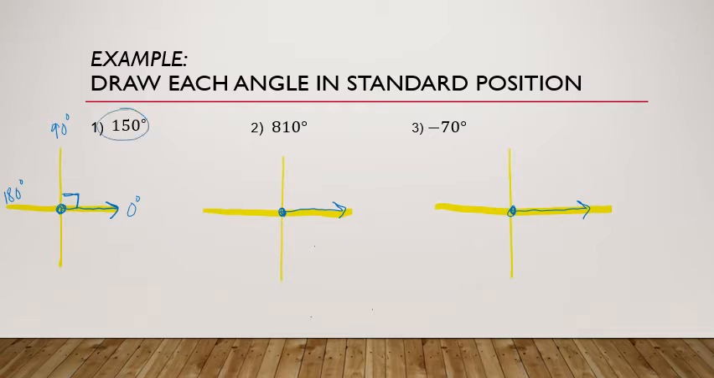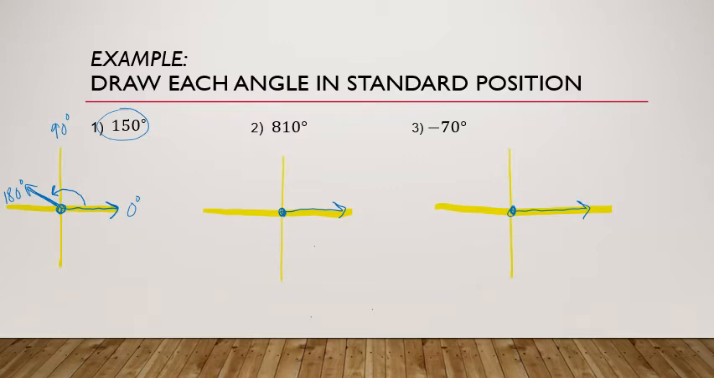So 150 should go somewhere between 180 and 90. So it's 30 degrees short of 180. So maybe somewhere right here, I'll draw my little arrow and then I'll get rid of this right angle I made. And then I'm showing, okay, I opened up this direction 150 degrees.